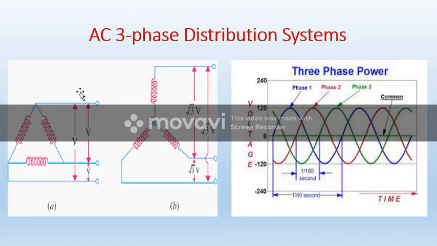AC three-phase distribution systems. Diagram A, consider delta connection: phase voltage equals line voltage. Diagram B, connected with the star connection: line voltage equals square root of 3 into phase voltage. Three-phase power measurements, three phases drawn here. Each phase has a 120-degree phase shift.